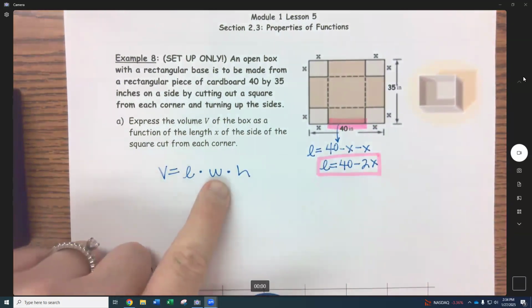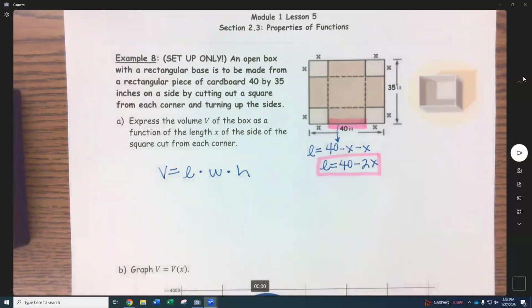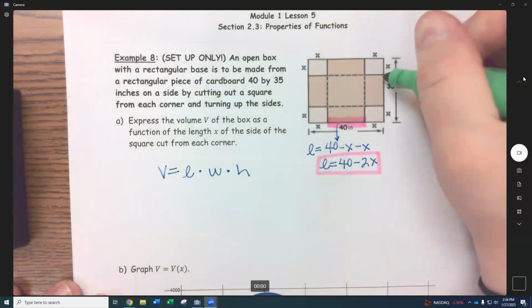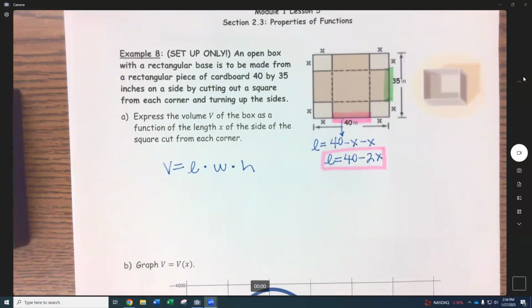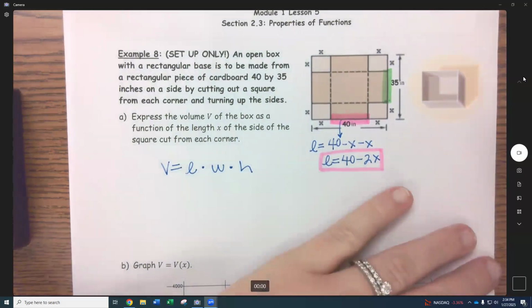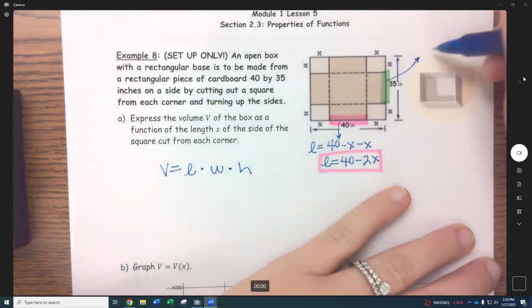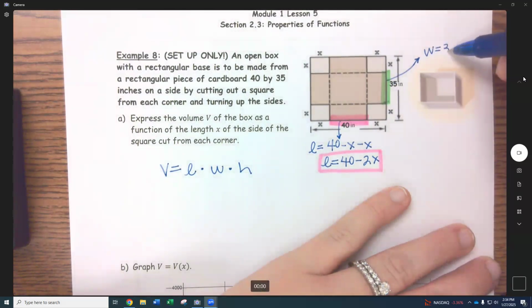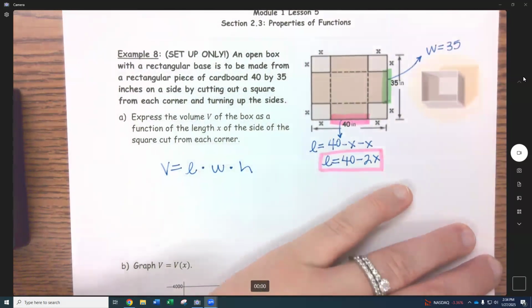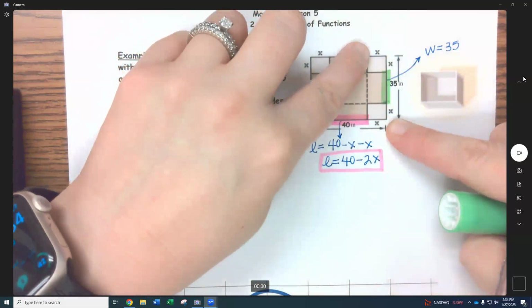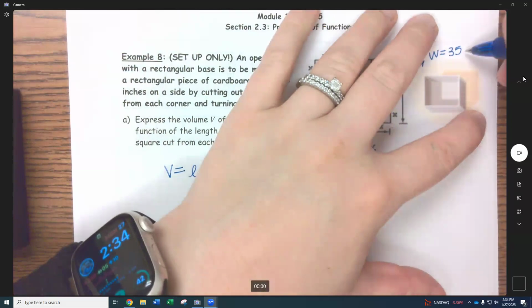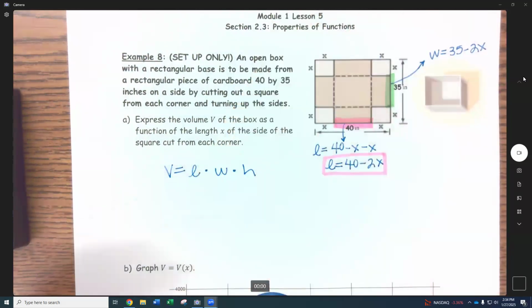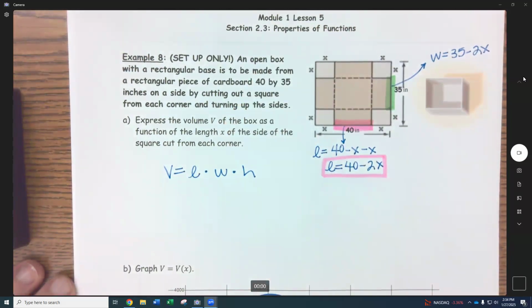Now I need my width. My width is usually the shorter side, but it doesn't have to be. So this is my width right here. What do you think our width would equal? It starts off as 35, and then we're going to subtract that same X. So 35 minus X would be 35 minus 2X.